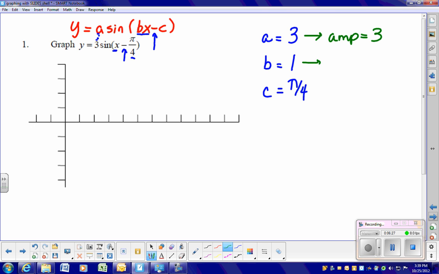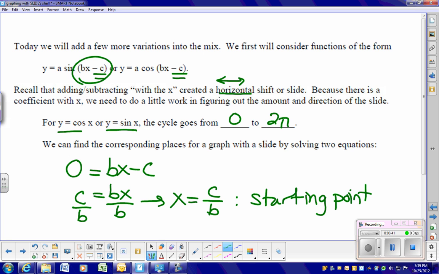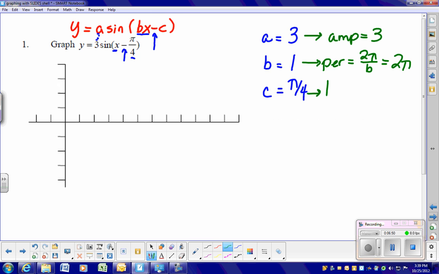B is usually what affects the period. Period is found by 2 pi divided by B, but B is 1 in this case. So the period is just 2 pi, which is the normal period anyhow. And then what we just saw on the previous part here was that dividing C by B is going to give me how much slide there is, how much horizontal shift there is. So I'll call that HS for horizontal shift or horizontal slide. That's equal to C over B. And in this case, C is pi over 4, and B is just 1. Dividing something by 1 doesn't do anything. So horizontal shift, pi over 4 divided by 1 is just pi over 4.